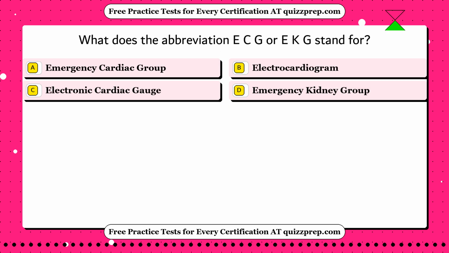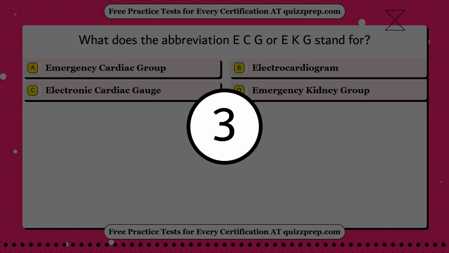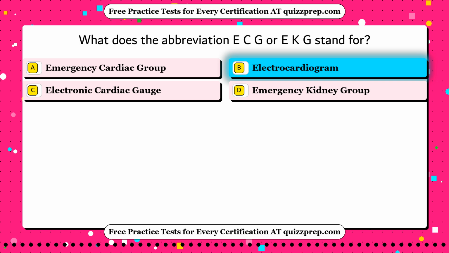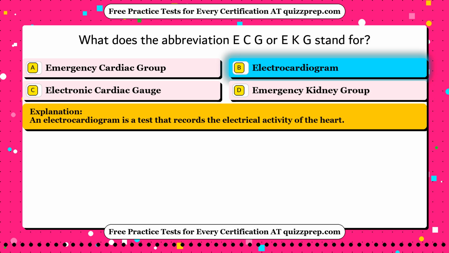Question 36. What does the abbreviation ECG or EKG stand for? Option A, emergency cardiac group. Option B, electrocardiogram. Option C, electronic cardiac gauge. Option D, emergency kidney group. The correct answer is option B, electrocardiogram. An electrocardiogram is a test that records the electrical activity of the heart.